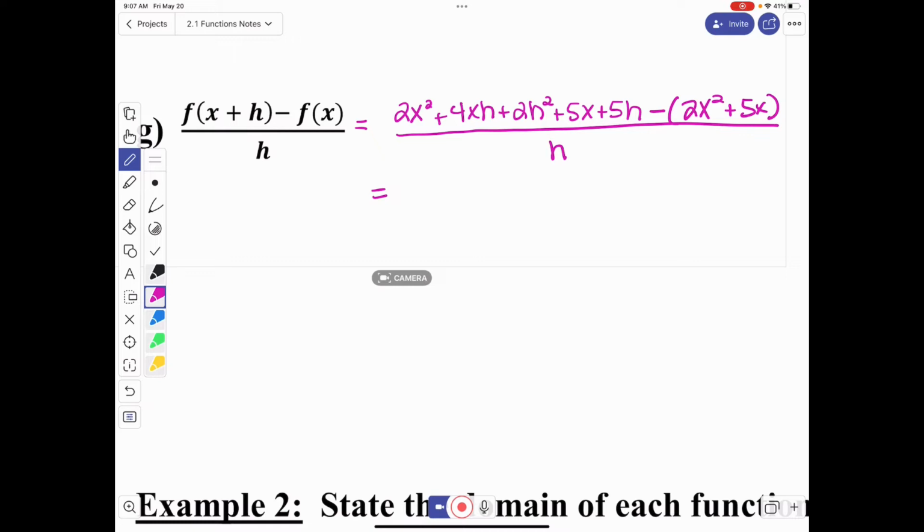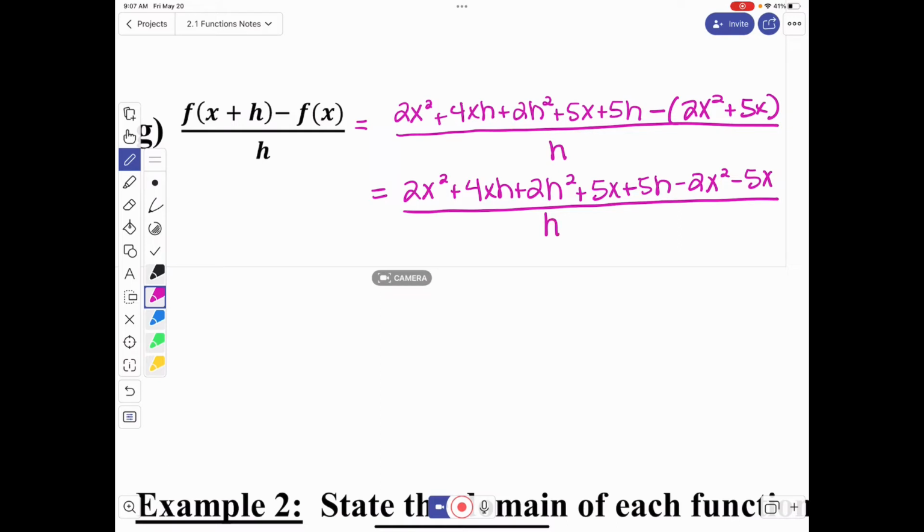Okay, so if I distribute my negative, let me just rewrite this again. So minus 2x squared minus 5x all over h. So on top, what I want to do is combine like terms. Well, notice I have 2x squared minus 2x squared, so those are going to cancel. I also have a 5x minus a 5x, so those are going to cancel. And that looks to be all that's the same on top.